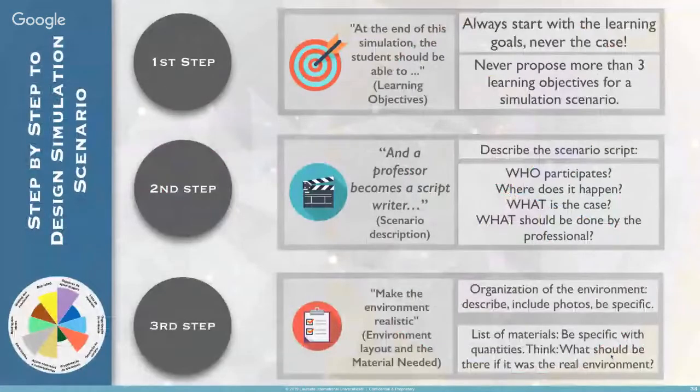The first step, as we already talked many times in this webinar, is setting up the learning objectives. You can ask yourself something like this: at the end of this scenario, the students are going to be able to do or to know or to be what? A very common mistake here is starting from the case.